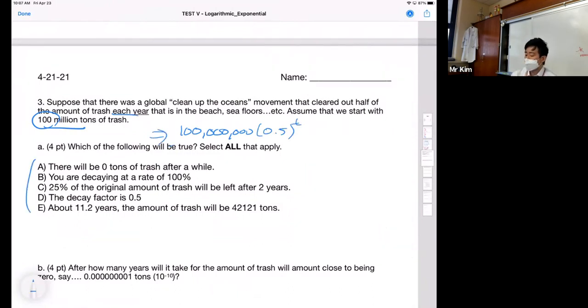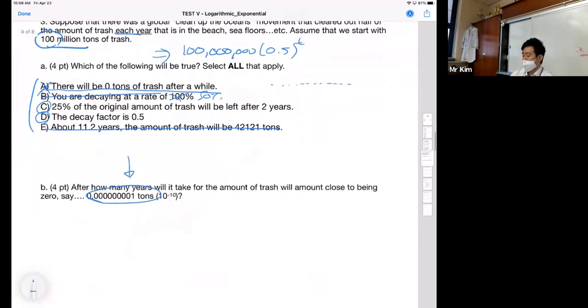Now, for multiple choice, I am glad that a lot of you got the correct answer, which was C and D only. E doesn't work out if you plug in the time. You're decaying at a rate of 100%? Nope, you're decaying at a rate of 50% because only half of it is taken away. A is very conceptual, and I'm glad a lot of students didn't think that was going to be possible. You're absolutely right. You keep on taking half each time, so it's going to be like an asymptote. You're never going to reach exactly 0, you just approach very close to 0, like part B asks.